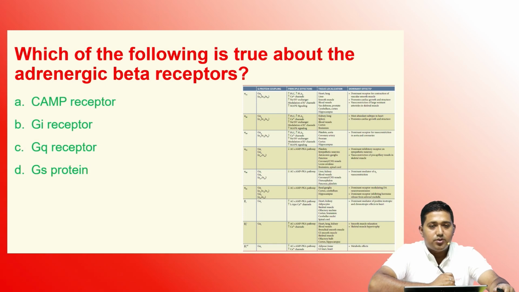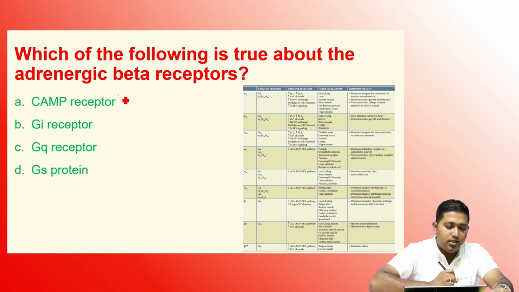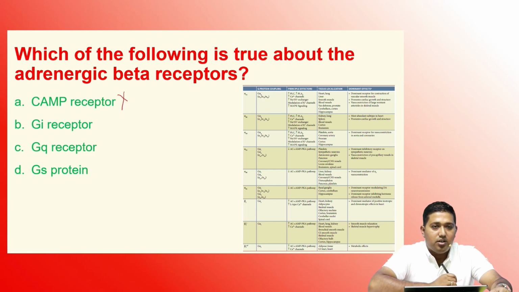The last question for today is: which of the following is true about the adrenergic beta receptors? There are 4 options: cAMP receptor, Gi receptor, Gq receptor, and Gs protein. What you understand here is that cAMP is a secondary messenger, not a receptor. So this is not going to be our answer. You can just cross it out. Now we have 3 types of receptor options remaining: Gi receptor, Gq receptor, and Gs receptor.